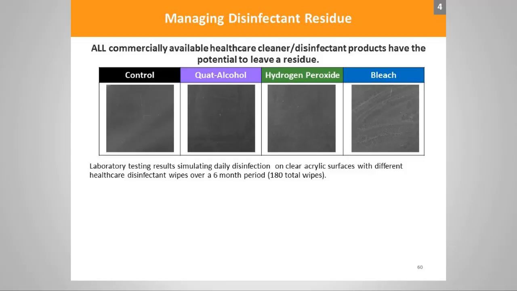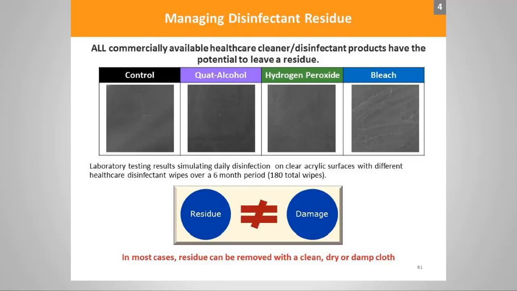Here's an example: laboratory testing results simulating daily disinfection on acrylic surfaces with different disinfectant wipes over a 6-month period. And you can see that there are some residues, for example, with quad alcohols, hydrogen peroxides, and bleach. And in most cases, again, residues can be removed with a clean, damp cloth.